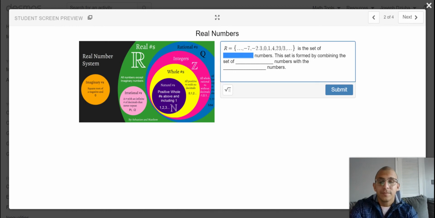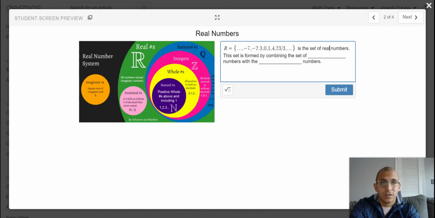So we can say that R is equivalent to all of the numbers that we work with, which is the set of real numbers, and it's formed by combining the set of rational numbers, because that's our largest planet that contains integers, whole numbers, and naturals, with the set of irrational numbers.